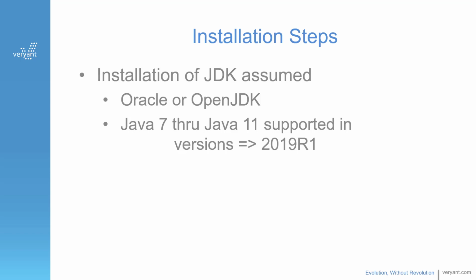I'll be installing isCOBOL version 2020 R2 with the OpenJDK Java 8 that came with the Ubuntu installation on AWS that I'm using. We've supported Java 7 through Java 11 since version 2019 R1.